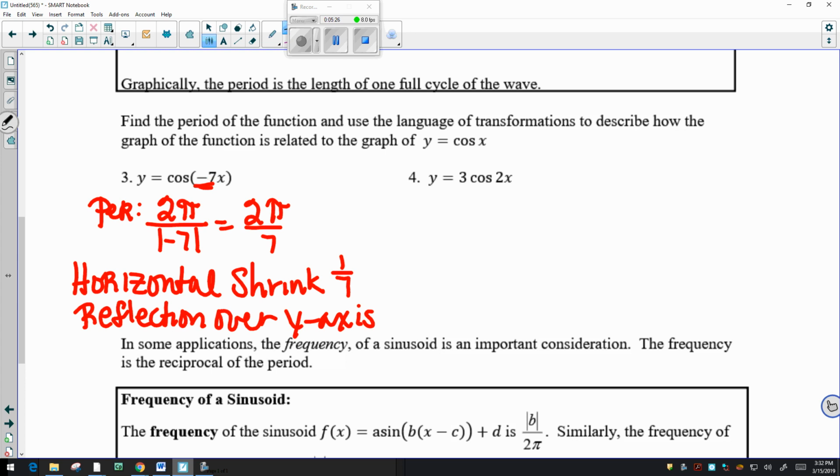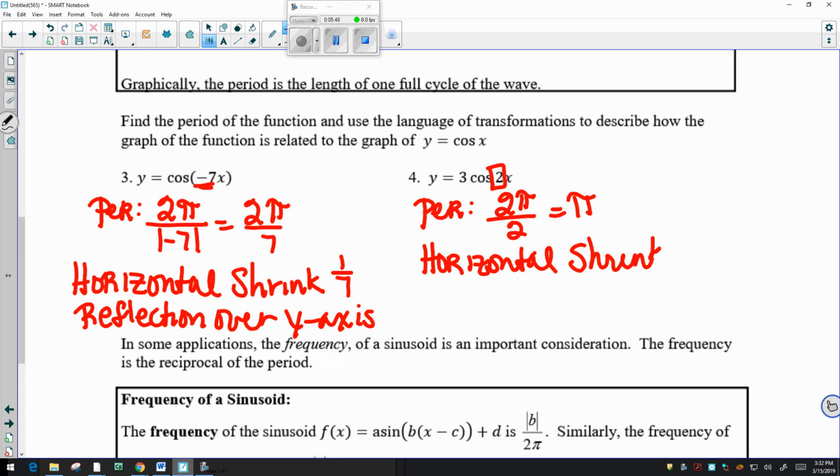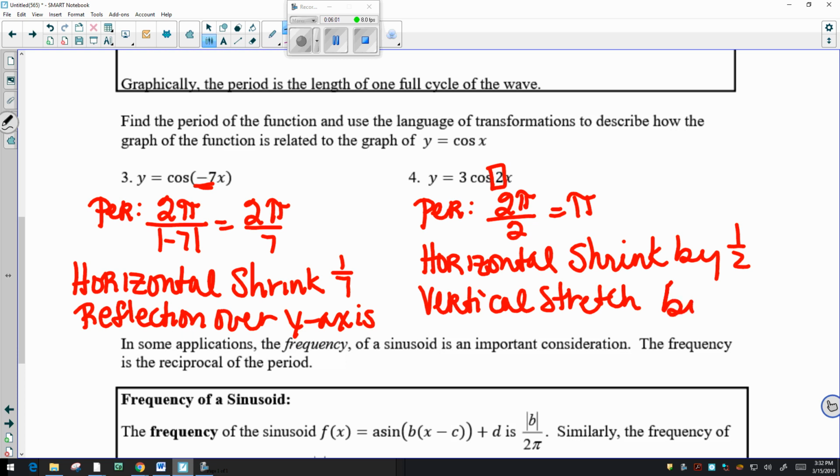Okay, for number 4, again, I'm looking at that b value, the absolute value of b, so I can say the period is going to be 2 pi divided by 2, which if I reduce it, the period is pi. Transformations, that would tell me, just focusing in on that 2, it's a horizontal, think backwards, shrink by 1/2. And the 3 in front would tell us it's a vertical stretch, vertical is typical, by 3. Also telling us that's the amplitude. Amplitude's 3.